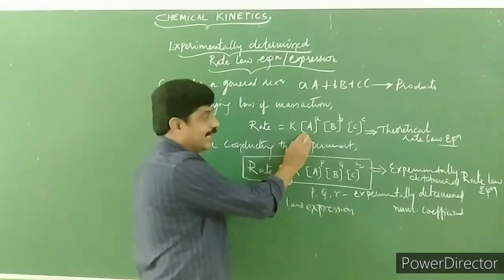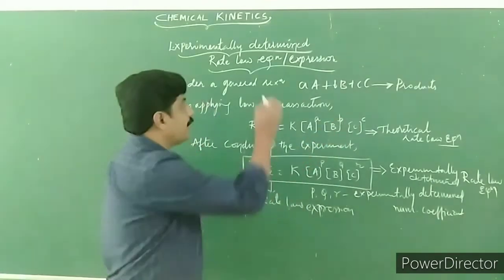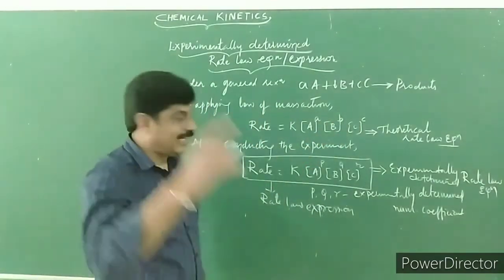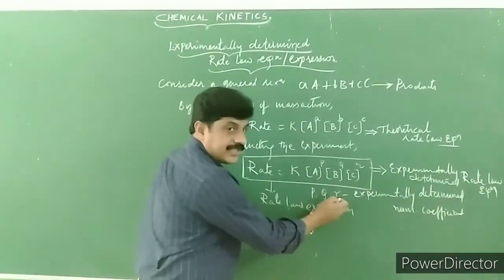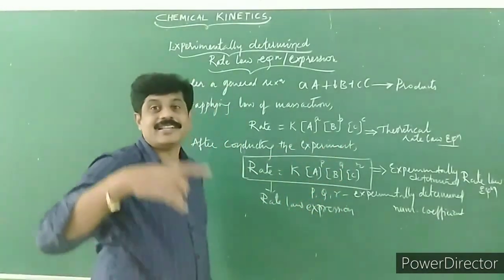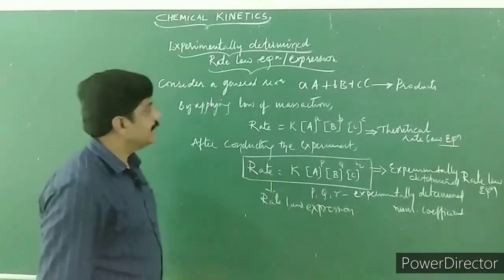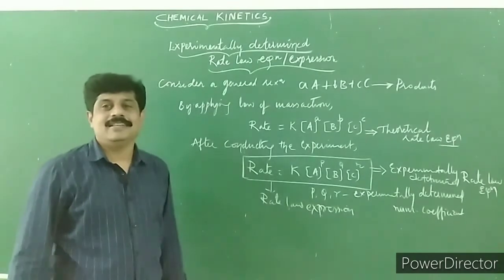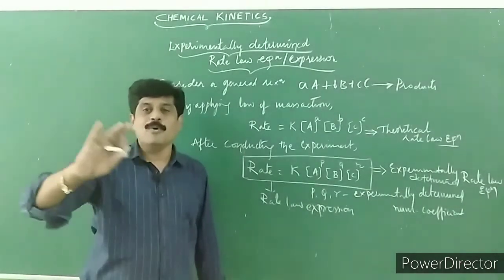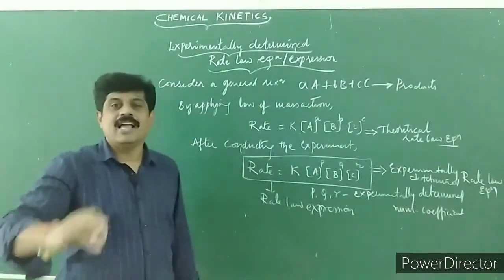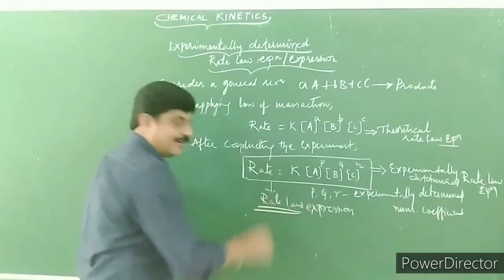But in this case, in the theoretical rate equation, the numerical coefficients are obtained from the balanced chemical equation, whereas in the experimentally determined rate law expression, the numerical coefficients are obtained after conducting the experiment. Children, in that case, how do we define the rate law? The expression which describes the reaction rate in terms of molar concentration of all the reactants as determined experimentally is called rate law or rate law expression.